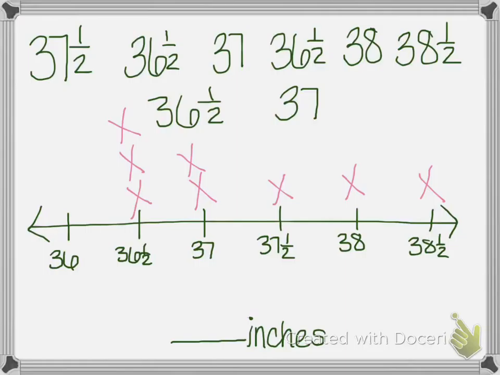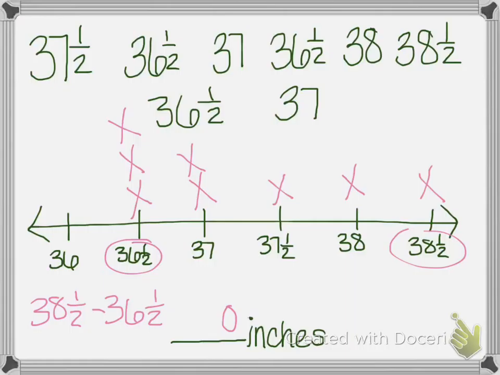Then it wants to know the difference between the longest jump and the shortest jump. Since it's the difference, we know we're subtracting. His longest jump is right here at 38 and a half minus his shortest jump, which is 36 and a half. So first we subtract 1/2 minus 1/2, which is 0, and then 38 minus 36, which is 2. So our answer is 2 inches.